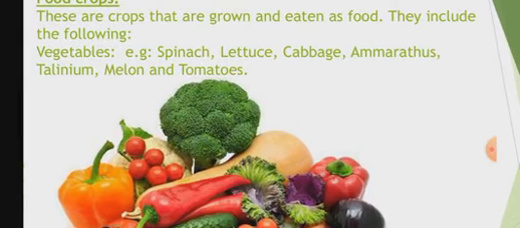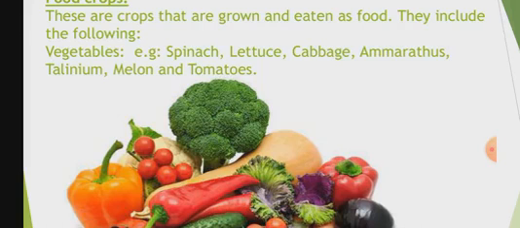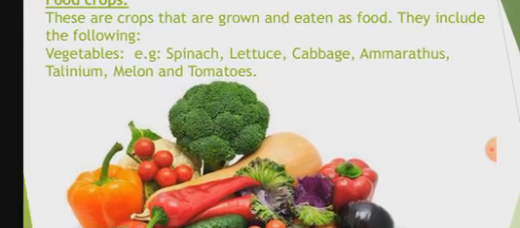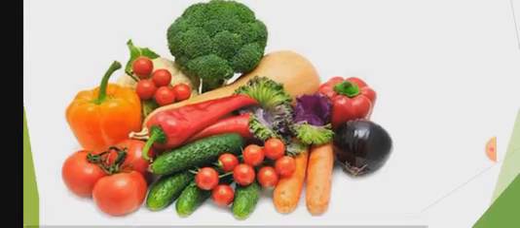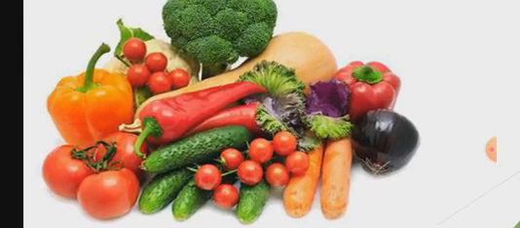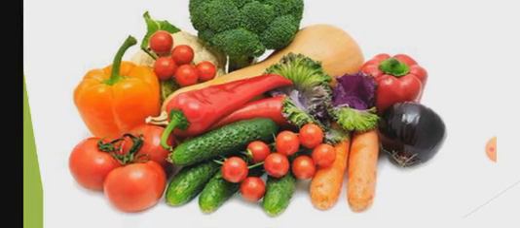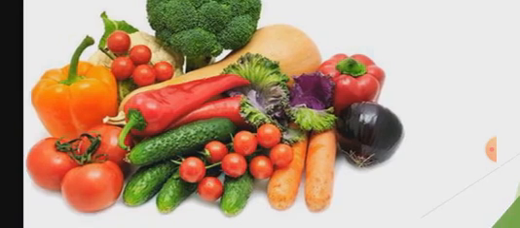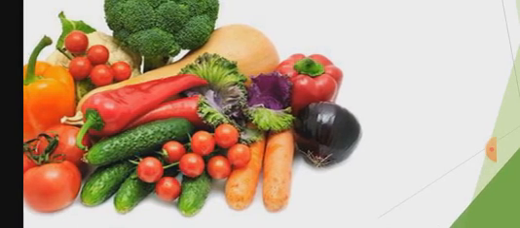They include the following: vegetables. Examples of vegetables are spinach, lettuce, cabbage, amaranthus, Celosia. Celosia is what we locally call water leaf. We have melon and tomatoes. Look at the screen properly. Which of them can you identify in your locality? Can you identify tomato, cucumber? Can you identify even carrots? Carrot is a vegetable and not a fruit.